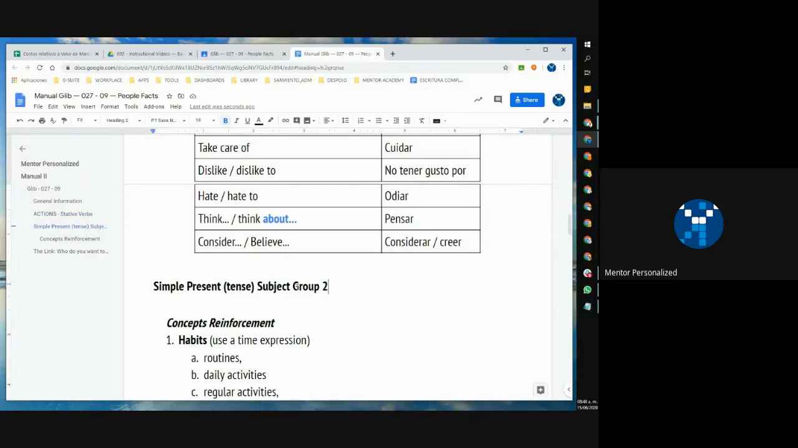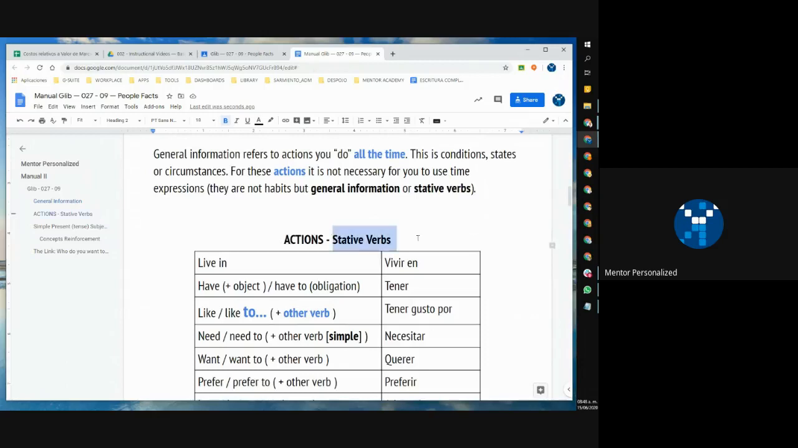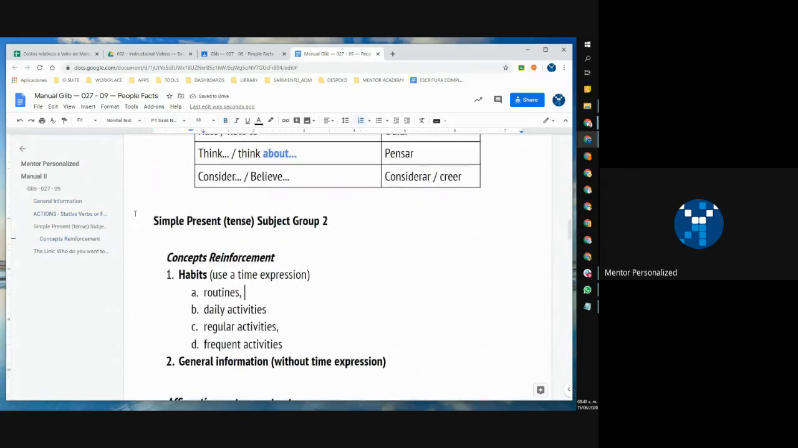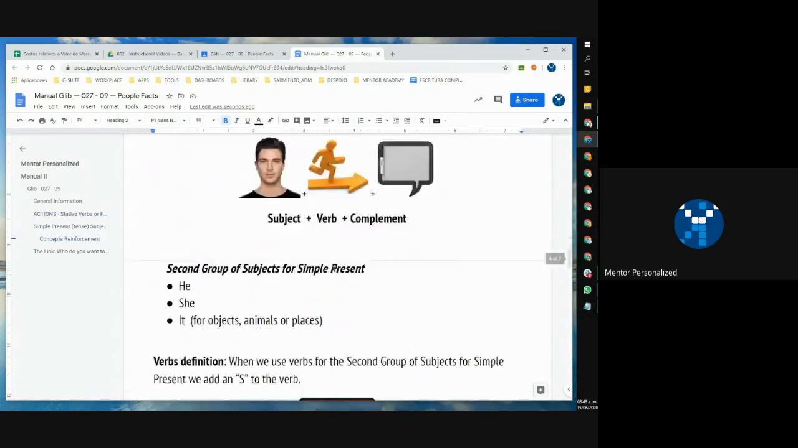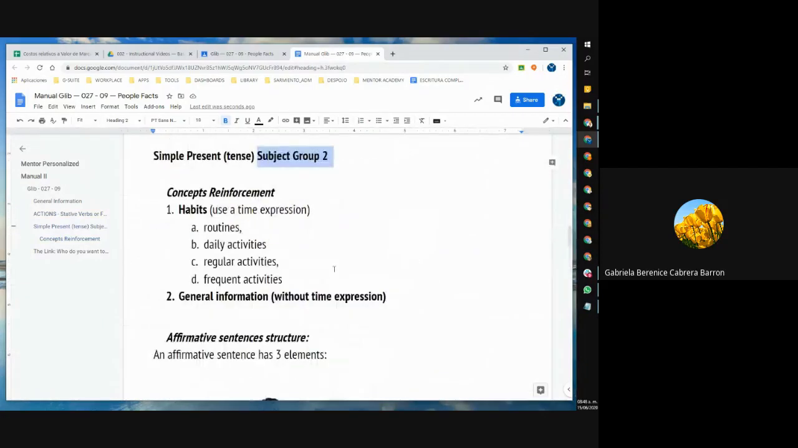Okay, well, we start. Remember, stating verbs or facts. Facts about people. Now, we will continue with a presentation of simple present, but in this case for the subject group 2.